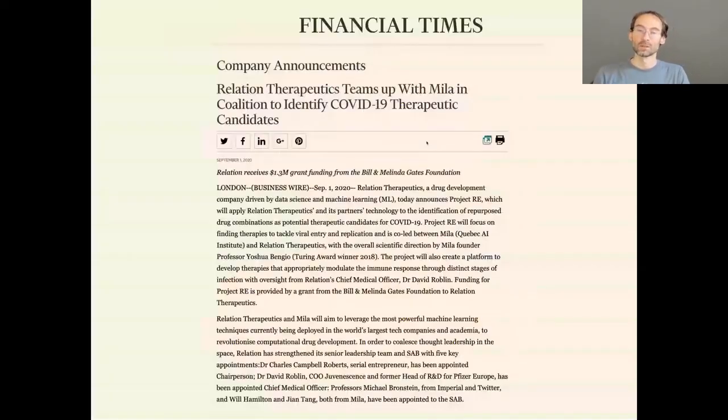So I'm working with Mila, the group of Yoshua Bengio in Canada, as well as the pharma startup Relation Therapeutics, where we try to find drug repositioning and combinatorial drug therapies for COVID-19. And this is probably the most important cause nowadays, and it would be very exciting if graph neural networks are able to provide a solution for this important problem.